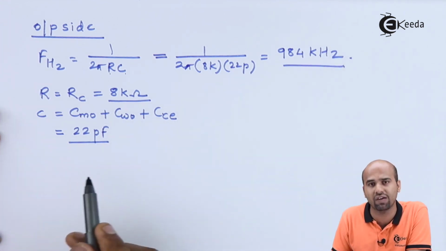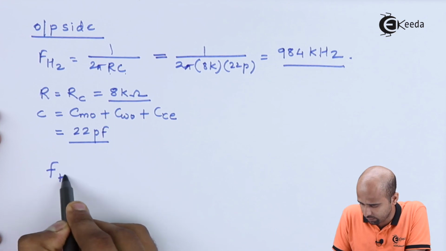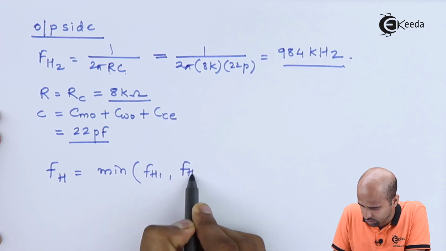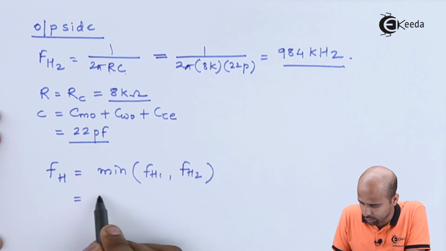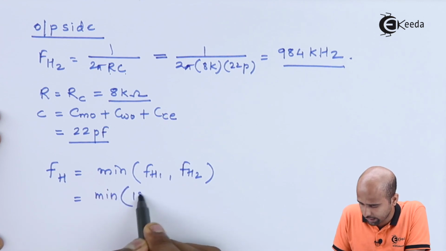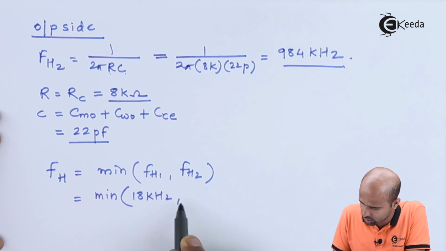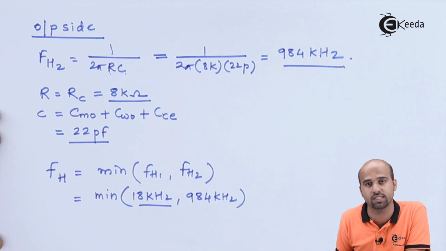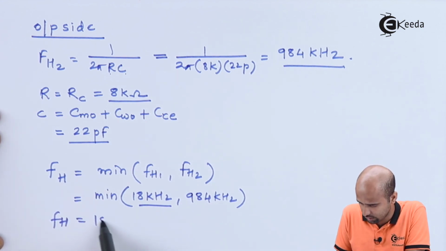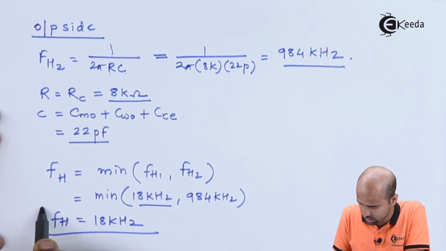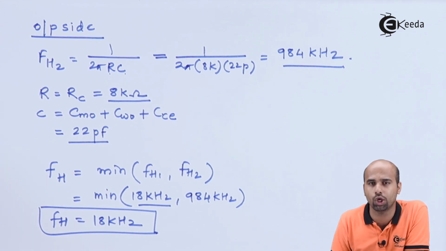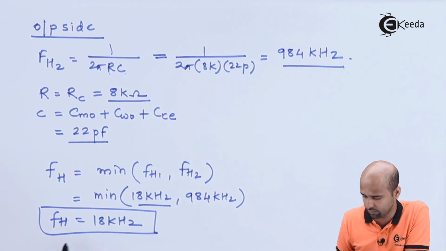Now when we are looking for FH1 and FH2, simply the value of FH is equal to minimum of FH1 comma FH2. So we will be getting the value of minimum out of 18 kilohertz and 984 kilohertz, out of which 18 kilohertz is minimum. So your value of FH is equal to 18 kilohertz. So this is your final answer, that is nothing but higher cutoff frequency for the given circuit. You have to draw the frequency response with the point of cutoff frequency.